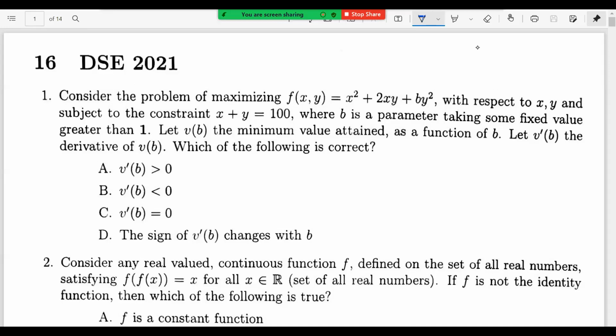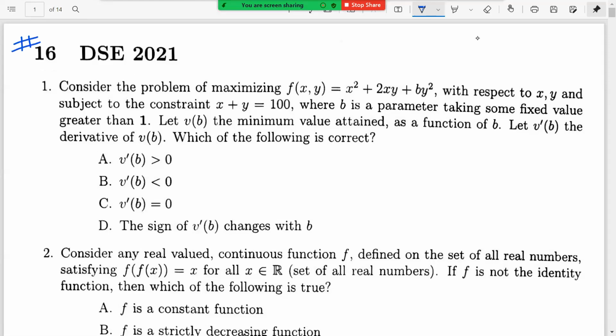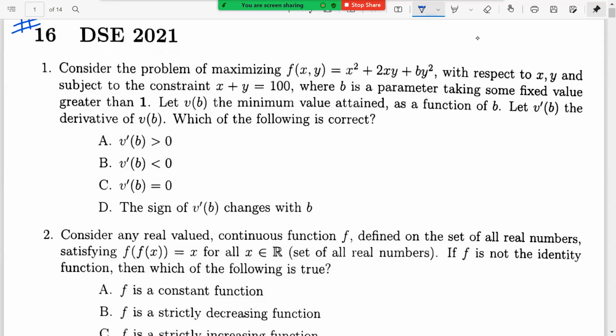Okay, I hope I'm audible to all students who are attending this lecture for the Delhi School of Economics MA Economics entrance. We intend to start with the discussion of the Delhi School of Economics 2021 paper for the MA Economics entrance. So let's quickly look at the first question which has come in the entrance.